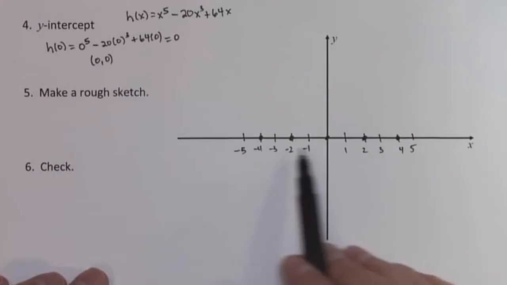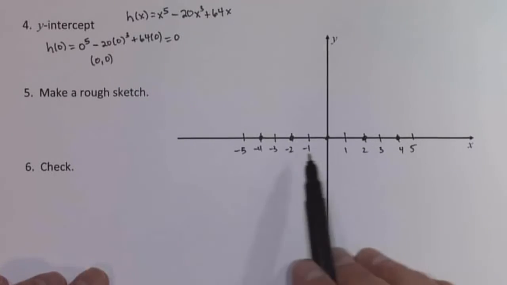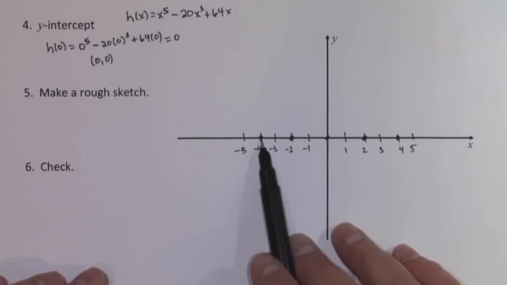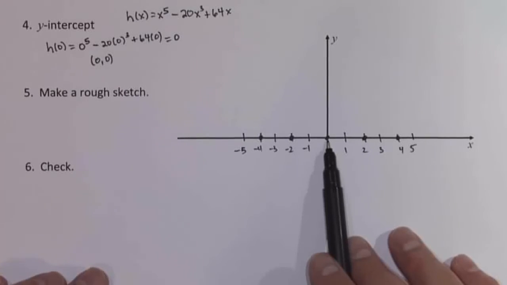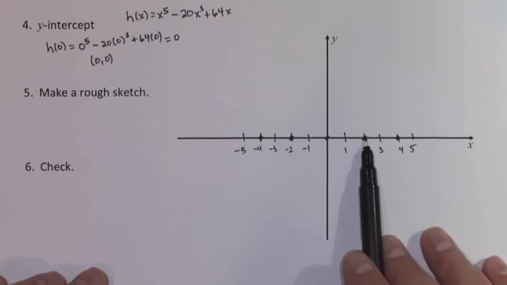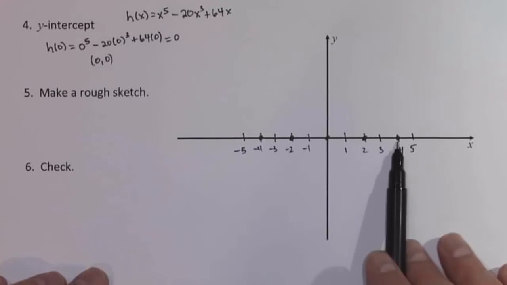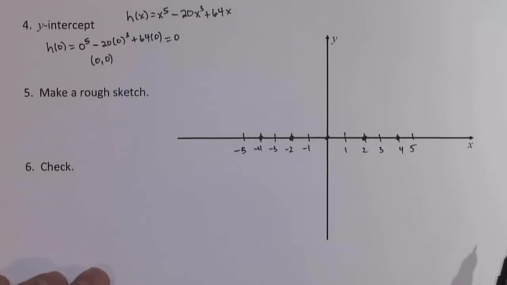We know that because of the zeros of the function, which means (negative 4, 0) is an x-intercept of the graph, (negative 2, 0) is an x-intercept of the graph, (0, 0) is an x-intercept of the graph, and that's also the y-intercept of the graph. (2, 0) is an x-intercept of the graph, and (4, 0) is an x-intercept of the graph.